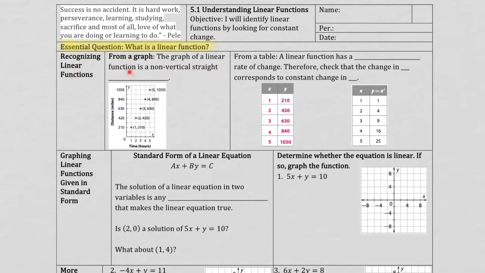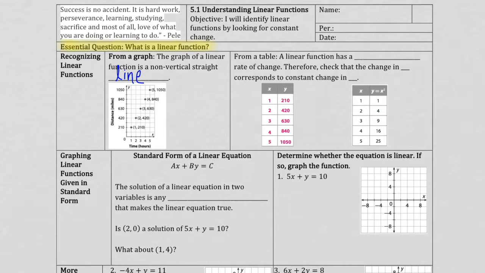Okay, if I give you a graph, you will be able to tell if it is a linear function, because the graph of a linear function will always be a non-vertical, vertical means straight up and down, right? That's vertical. So non-vertical, so it doesn't look like that. Non-vertical straight line. The missing word there is line. The graph of a linear function is always going to be a non-vertical straight line.